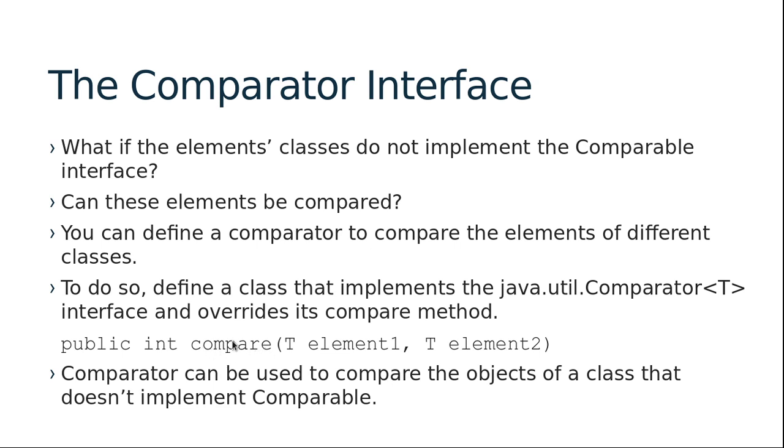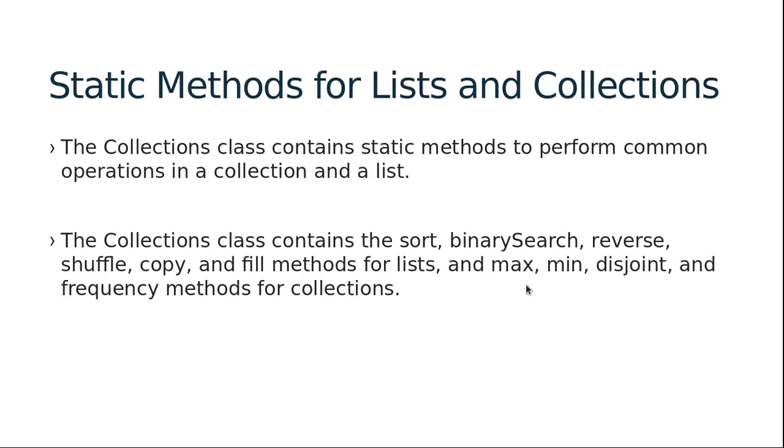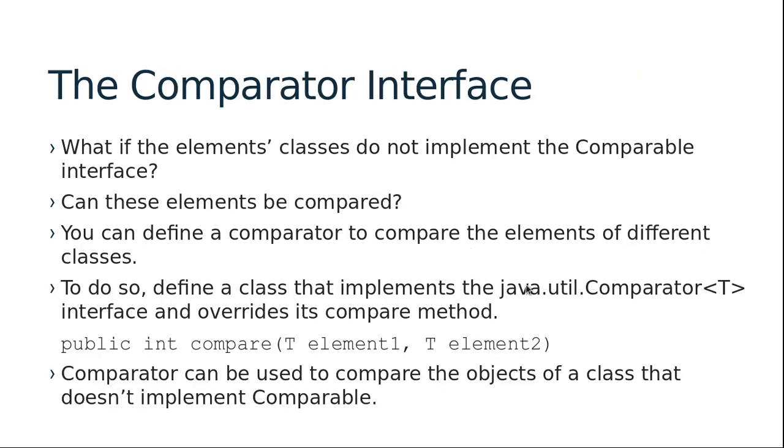Then compare is the method name, and it is going to have two parameters, two elements. T defines the generic type. So we need to define what kind of objects we are going to compare here. Okay, so that's all about the comparator interface. This is only the theory, but let's have a look at the practical part here.